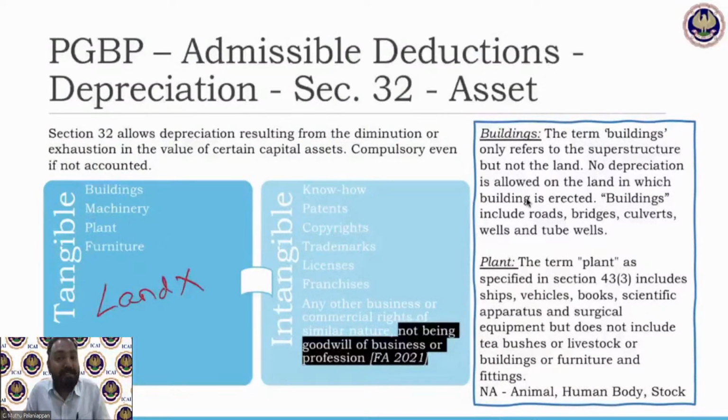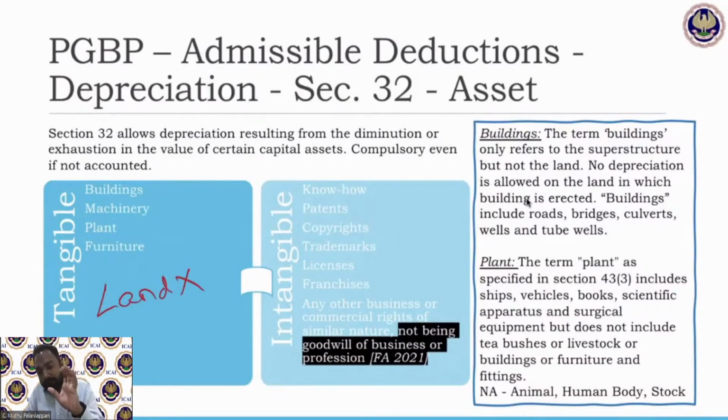Land is not listed here. What is listed is building, machinery, plant and furniture. Land is not listed, right? So what do you mean by building? Building refers to the superstructure on the land. It only refers to the superstructure, but not the land. Whatever is on top of the land, not the land. That is what is covered under building.